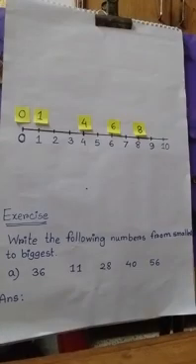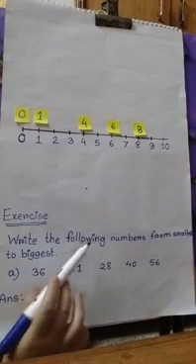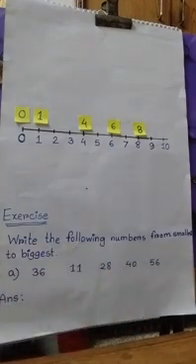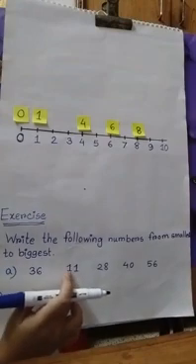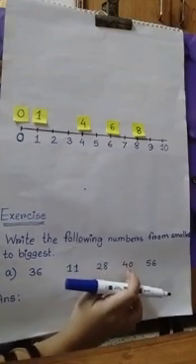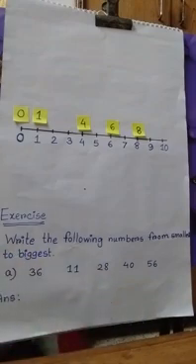So my dear student, now I will do a small exercise in front of you. Here you can see the instruction. Write the following numbers from smallest to biggest. As we already know, we can show ascending order by ordering numbers from smallest to biggest, right? So here if you look at these numbers, the first number is 36, the second number is 11, 28, 40, 56. So from these numbers, what will we have to do? We will have to identify the smallest one first.